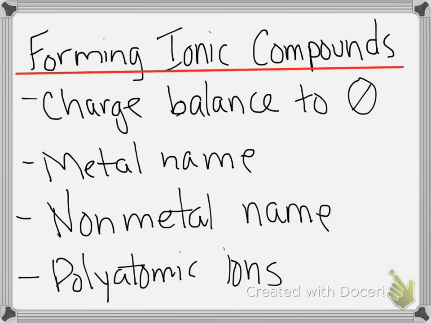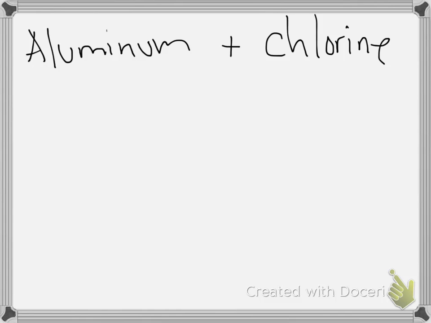And then when we want to name them, we're going to take the name of the metal first, and then we're going to put the name of the nonmetal at the end, or we're going to do a polyatomic ion. So if I take, for example, aluminum and chlorine. So we've got aluminum, which we already established has 3 valence electrons. And we've got chlorine, which has 7 valence electrons. Okay. And remember, valence electrons can be determined by whatever column it is in on the periodic table.